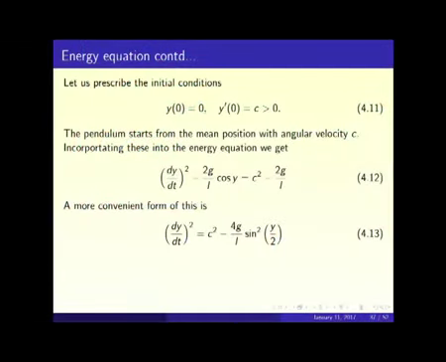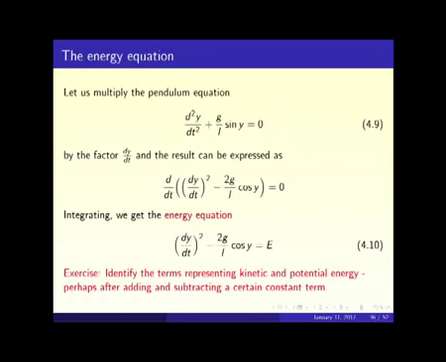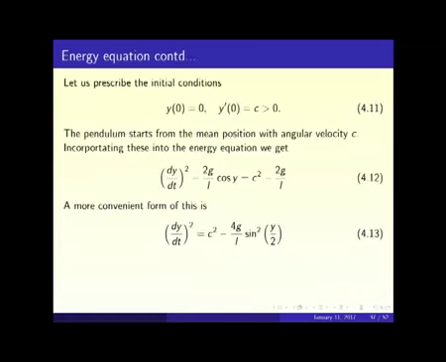Incorporate these initial conditions in the energy equation. You have got the energy equation 4.10. Put t equal to 0. dy by dt at t equal to 0 is c, and cos y when time t equal to 0 is cos 0, which is 1. So equation 4.10 simply reads c squared minus 2g by L equals e. So e is c squared minus 2g by L. That's what I'm saying. So the right hand side of the 4.10 energy equation has been replaced by c squared minus 2g by L.